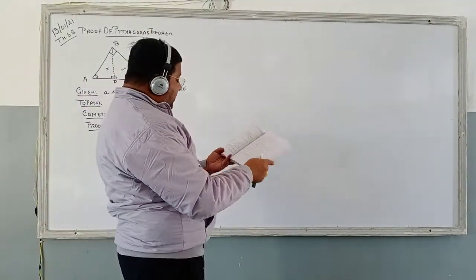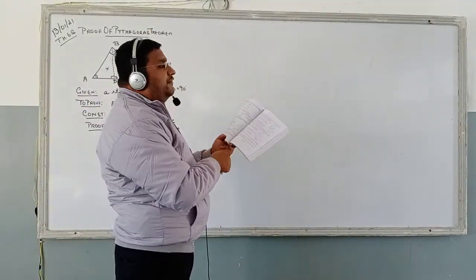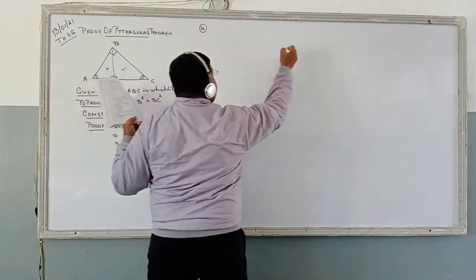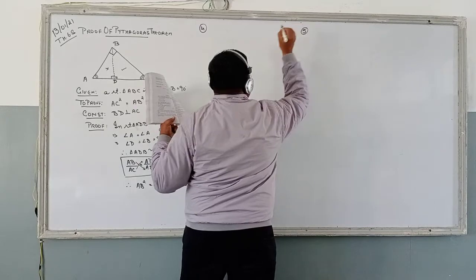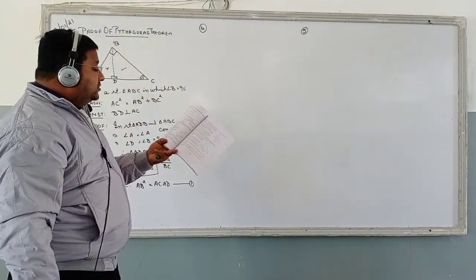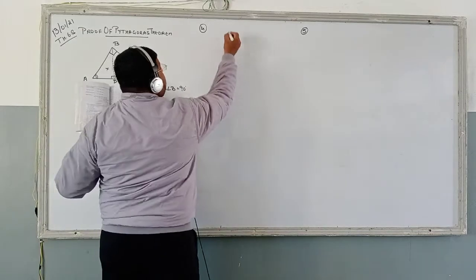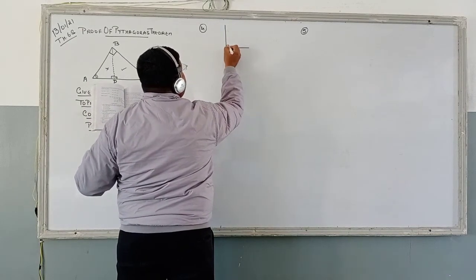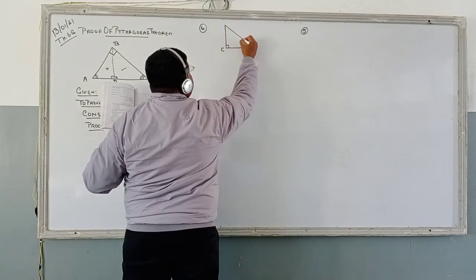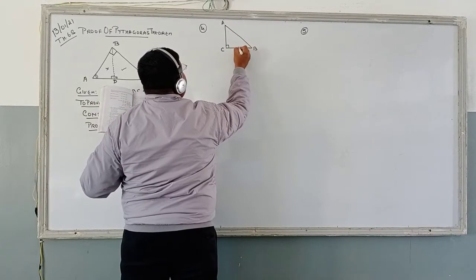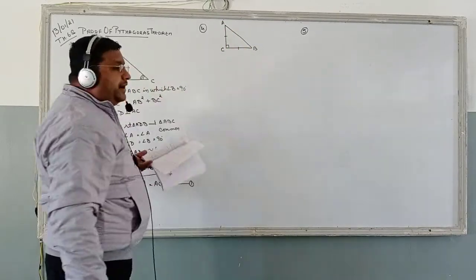Question number 4th and 5th. We will do it parallel. Question number 4 and question number 5, we will do it together. What does it say in question number 4? ABC is an isosceles triangle right angled at C. C is 90 degree and this is an isosceles triangle, A and B. This side is equal to this side.